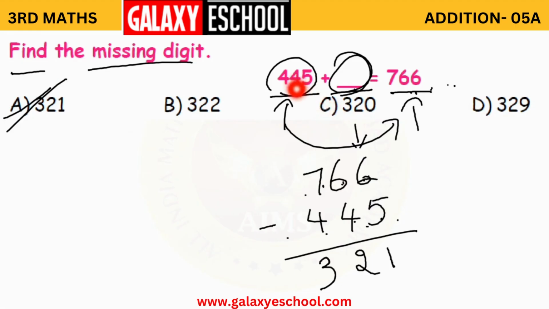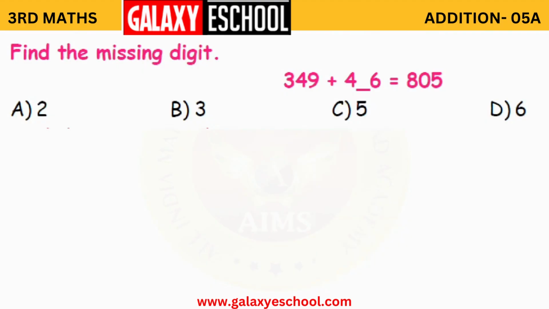We are having one addend and the sum is given. We have to find out the other addend. How will we do this? We will subtract the addend from the sum. Clear children? Okay. Question number 2.